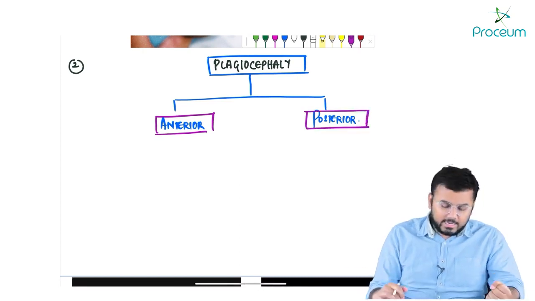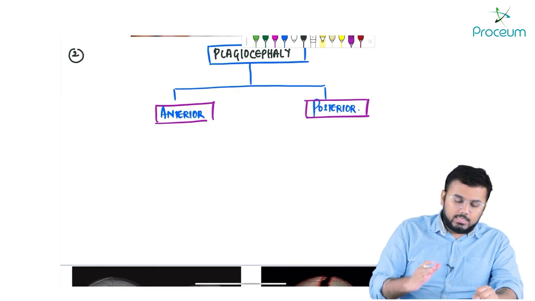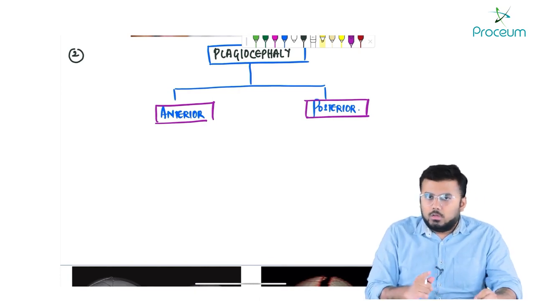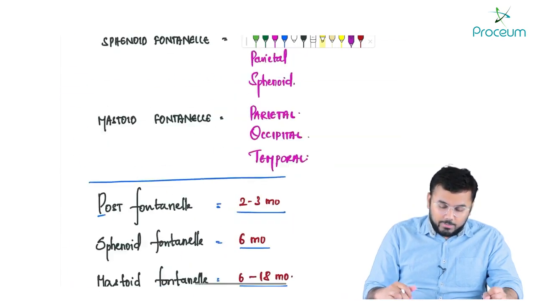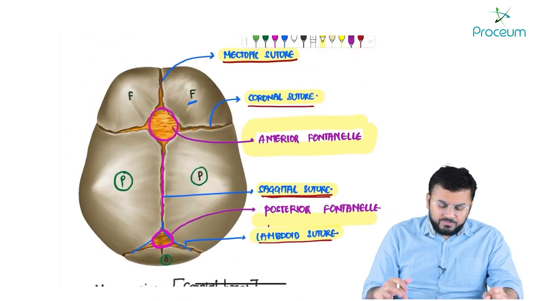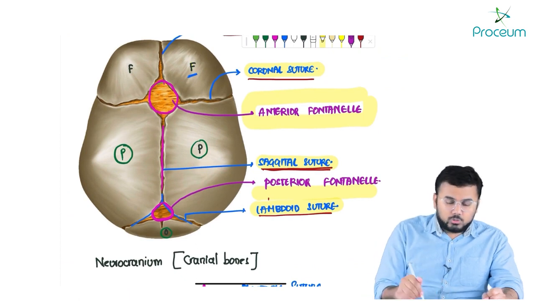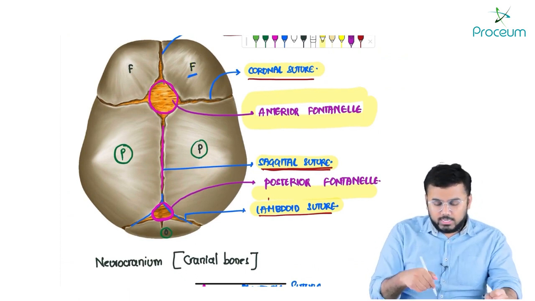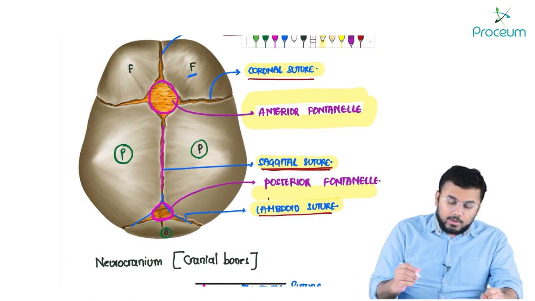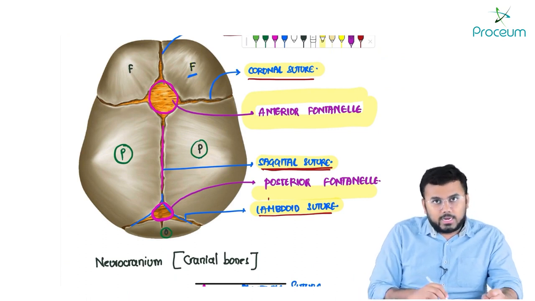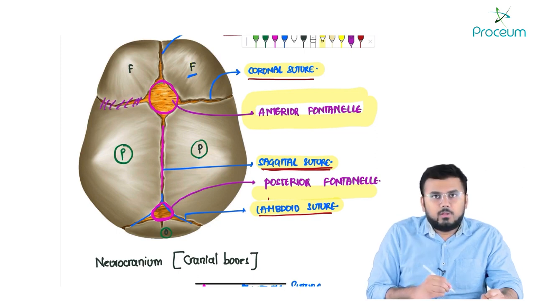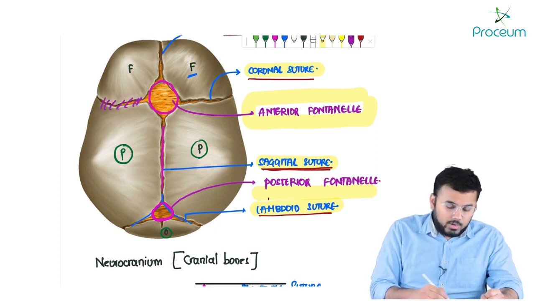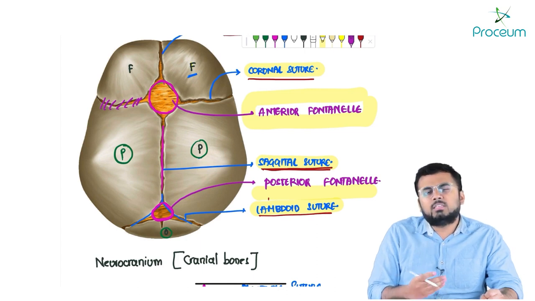Now what is this anterior and posterior plagiocephaly? See, anteriorly what suture have we got? Coronal suture. Posteriorly what suture have we got? Lambdoid suture. Just look at this picture. Anteriorly there is the coronal suture, which is transverse. Posteriorly there is the lambdoid suture. Now out of the two coronal sutures on the right and the left, one coronal suture is absent, meaning it is fused. So can I call it unilateral fusion of the coronal suture?